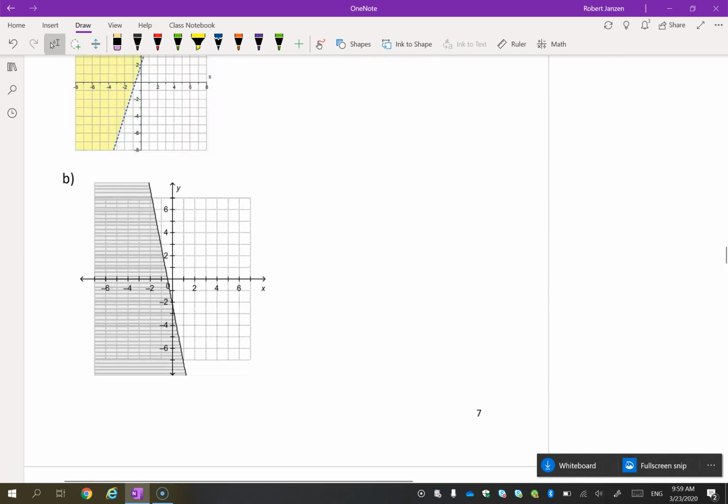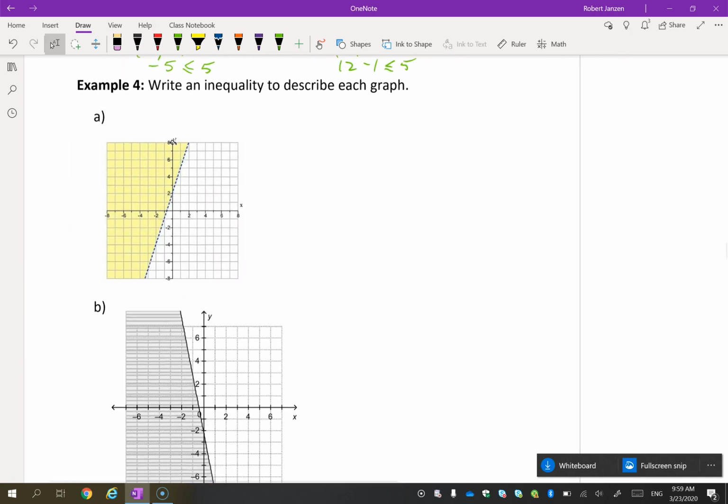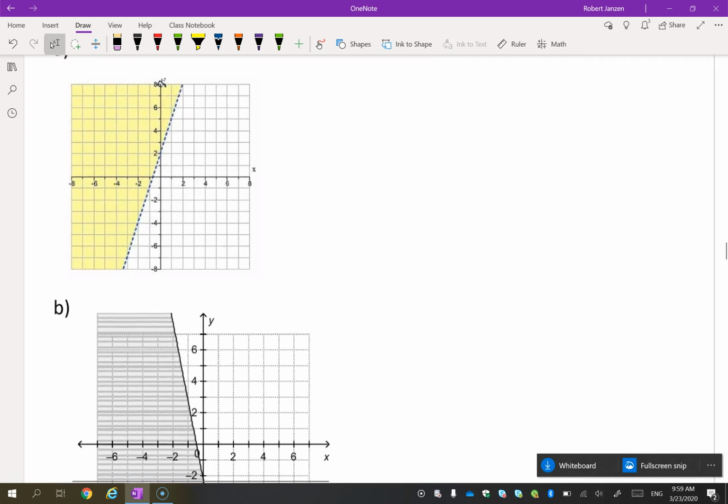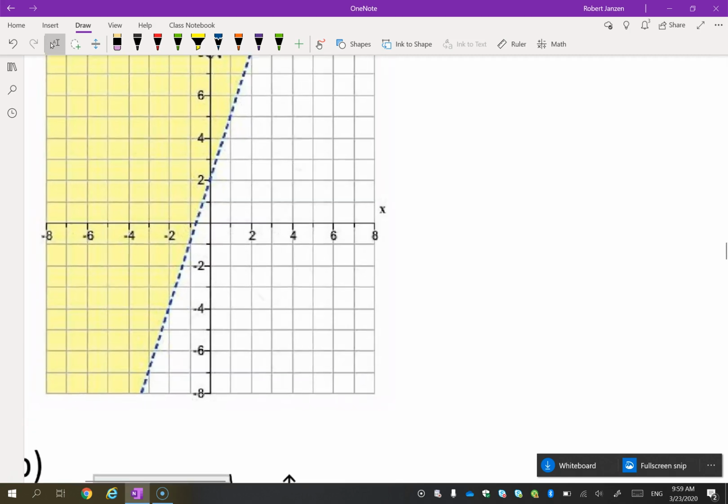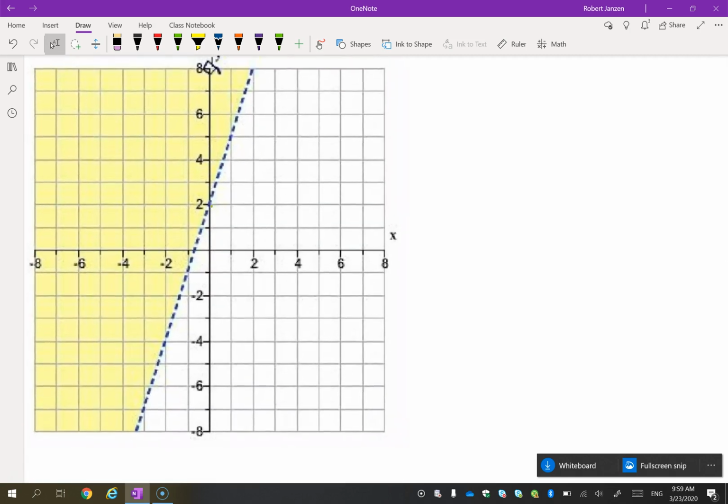And I think this is the last example here. Write an inequality to describe each graph. So now we're supposed to do the other way around. I gave you the equation and I asked you to graph it. Now I would like you to give me this equation. Now there's a number of ways to do this, but I think the easiest way is to use the slope-intercept method, because I can see what the y-intercept is, and I can figure out what the slope is pretty easily.